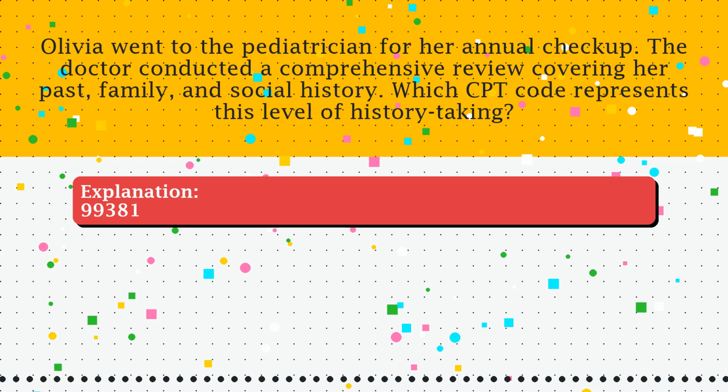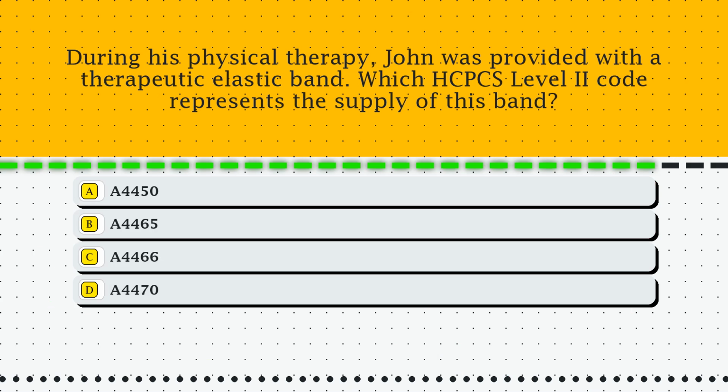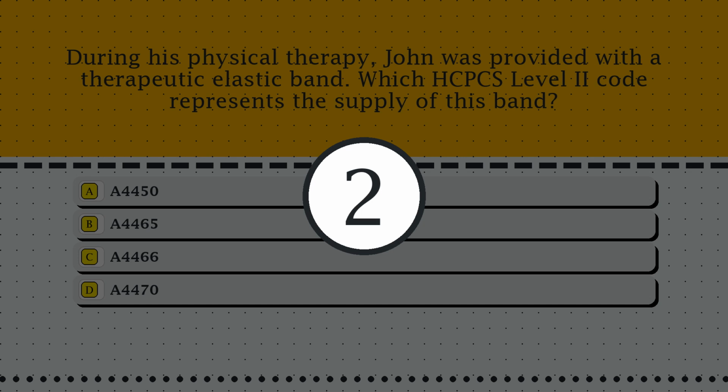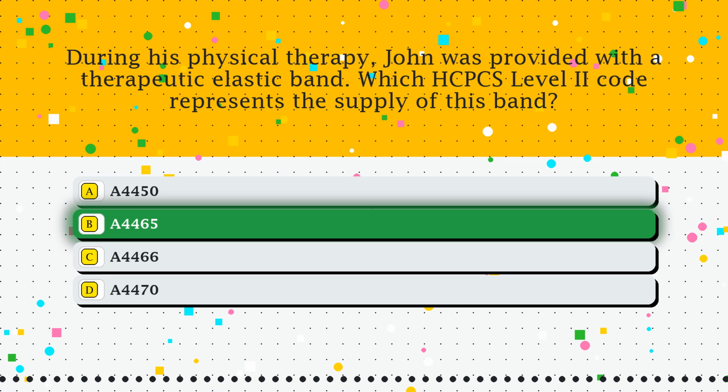99,381. Question 215. During his physical therapy, John was provided with a therapeutic elastic band. Which HCPCS Level 2 code represents the supply of this band? Option A, A4450. Option B, A4465. Option C, A4466. Option D, A4470. The correct answer is option B, A4465.